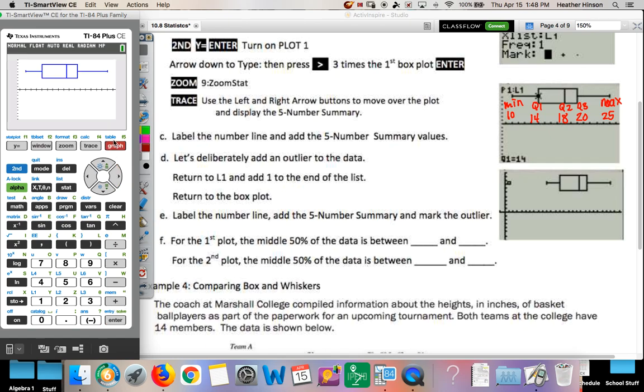On that graph, it's not working. Did I not click enter? I did not. I did.